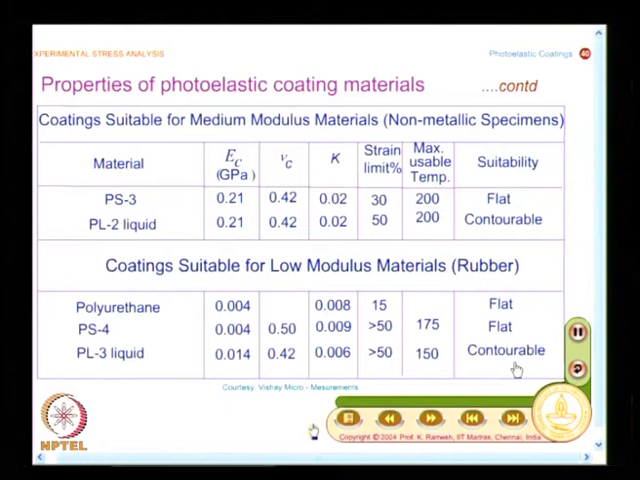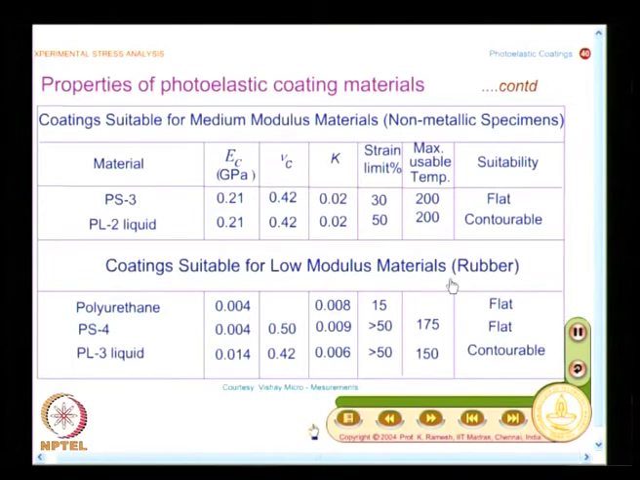So, what you need to keep in mind is that for different types of specimen materials, you have a variety of coatings available and you have to pick and choose. If I use a high modulus material coating on a low modulus material, then I would be making a mistake, because the coating will reinforce the specimen. So, you have to be careful to choose the appropriate material. You have a catalog available, utilize the catalog properly.